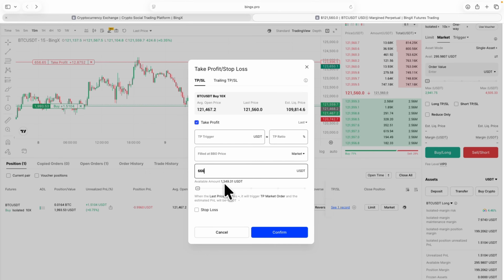And you can also see where it says this available amount. So you can see it was 2,000 before, but the previous 666 has been removed. So this is the remaining amount now. So the previous 666 was removed for that take profit 1. So this is the remaining amount that you have to set for take profit. I hope you are getting it now.